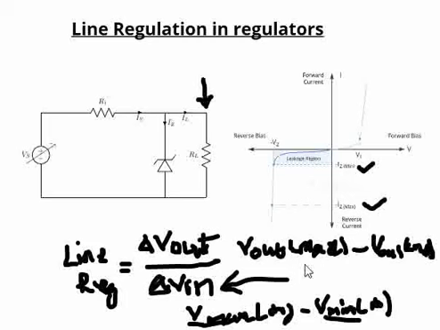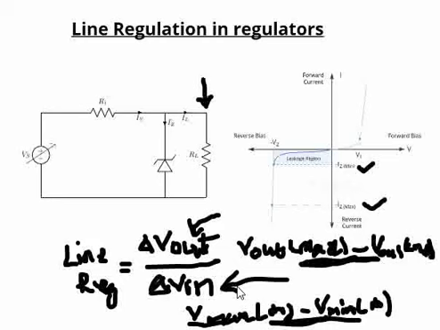This variation should be as minimal as possible with any high variation of the input voltage. That means the denominator variation would be higher and the numerator variation would be lesser. When the numerator variation is lesser, the line regulation percentage is as low as possible, so that we can treat it as a proper regulator to be used.